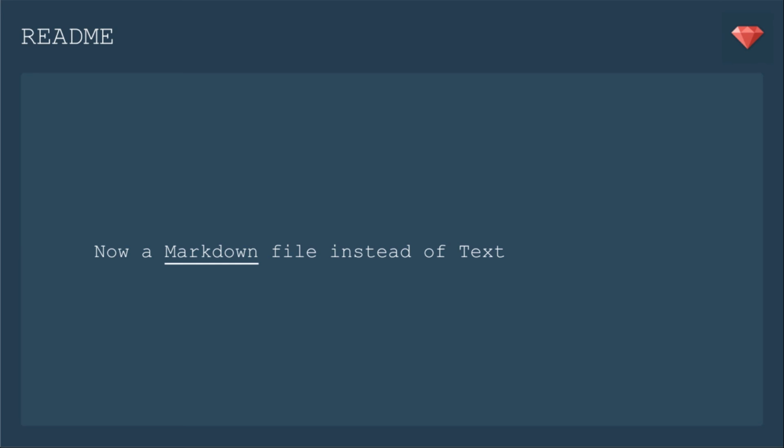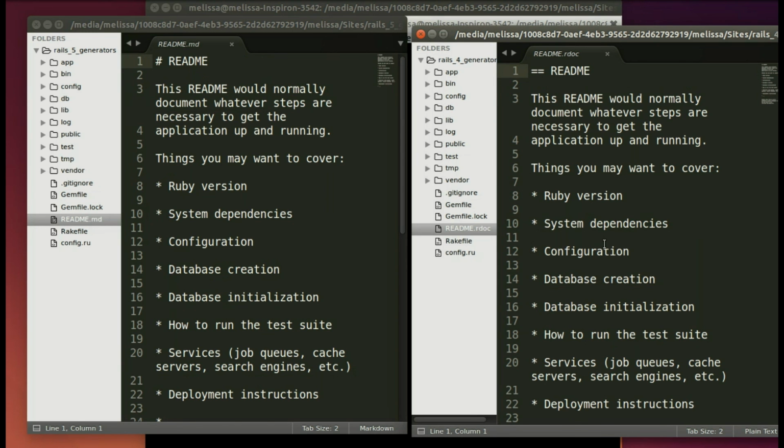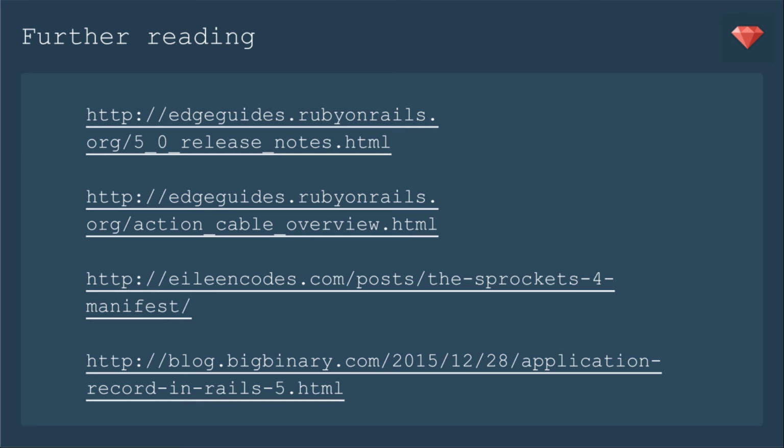Finally, the Readme has changed its file type. It's now a Markdown file instead of a text file, and you can click on Markdown to read more about that and how you can utilize that to make your Readme easier to read. Again, I'll show this side by side, that the Readme now has Markdown in it in Rails 5 as opposed to text.